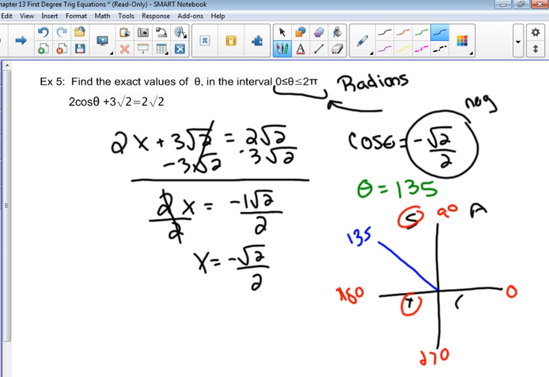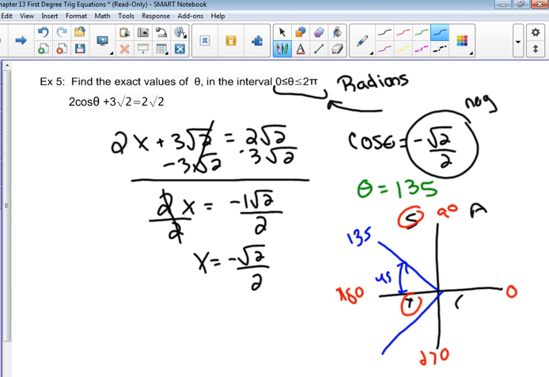Now, what else? How can we get into this other quadrant though? What do we have to find? Yeah, Frida, good. What is the difference in here? What is the reference angle? 45, yep. And that's where the 45 comes in.